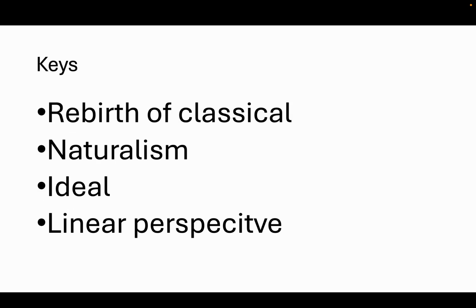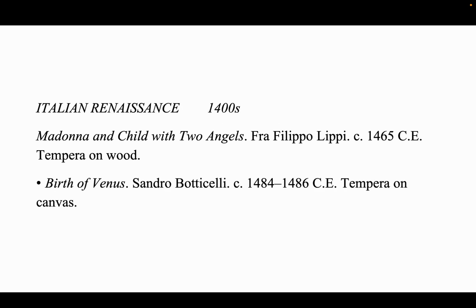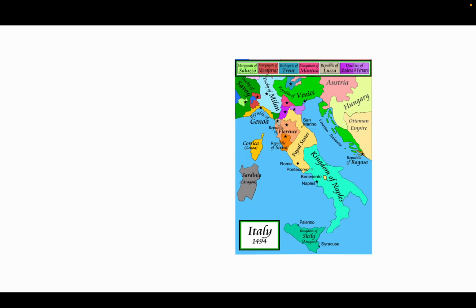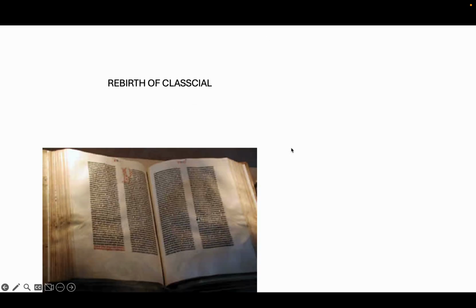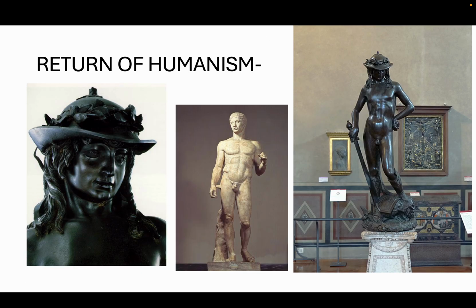Let's go to the Italian Renaissance. The key for the Italian Renaissance is the rebirth of the classical. That means, just like the Greeks, naturalism, ideal, and a new thing called linear perspective. All right, so there is Florence where it all starts in the 1400s. And you're going to have a rebirth of learning and books and the classical. Humanism, going back to the Greeks, people make things happen. So the Greeks focus on the human potential, and so does the Renaissance here.